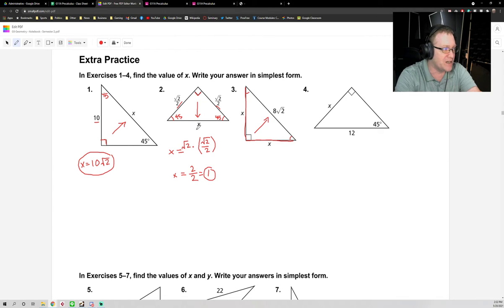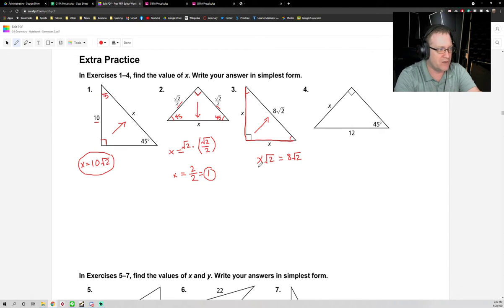Because before we did not know the hypotenuse. Now we do know the hypotenuse. And remember, the hypotenuse is always the leg times the square root of 2. But now we just know that the leg is X, and we know the hypotenuse is 8 times the square root of 2. Well, what does that mean? It means that X times the square root of 2 has to equal this, which is 8 times the square root of 2, right?